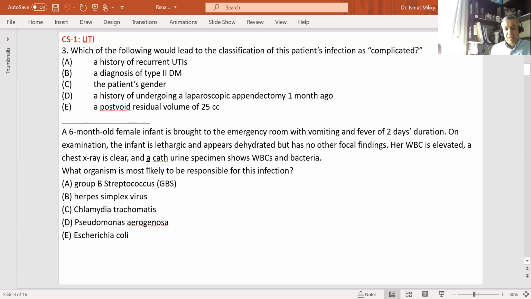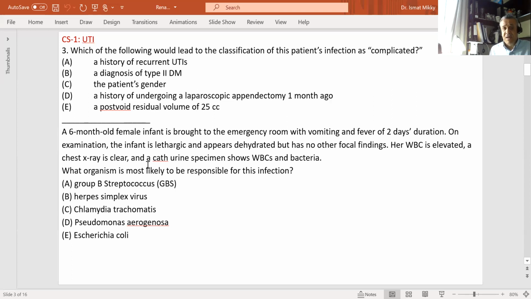A 6-month-old female infant is brought to the emergency room with vomiting and fever of 2 days duration. On examination, the infant is lethargic and appears dehydrated, but has no other focal findings. White blood cells are elevated, chest X-ray is clear, and the straight cath urine specimen shows the presence of white blood cells and bacteria. What organism is most likely to be responsible for this infection?